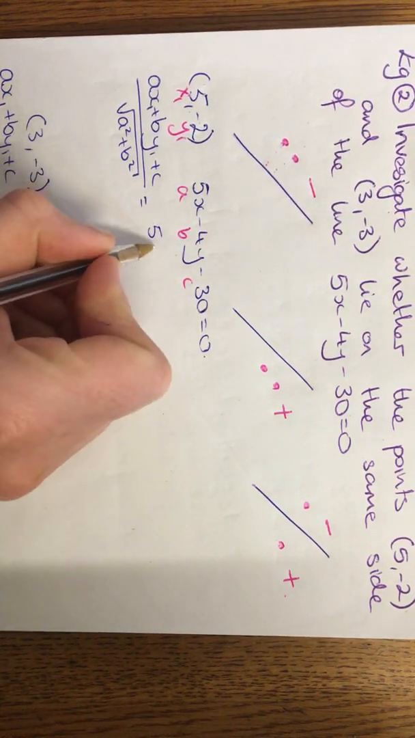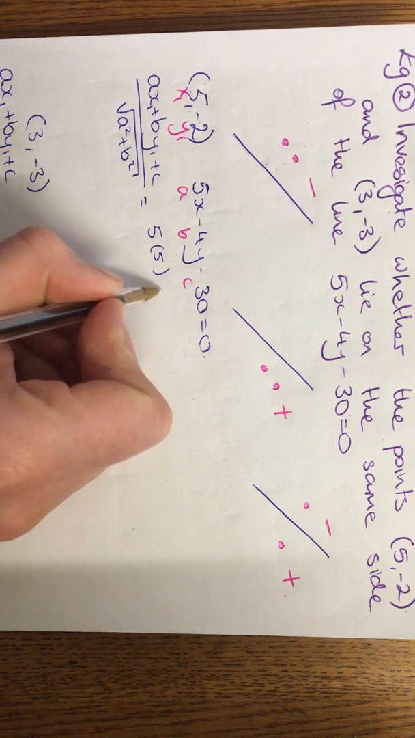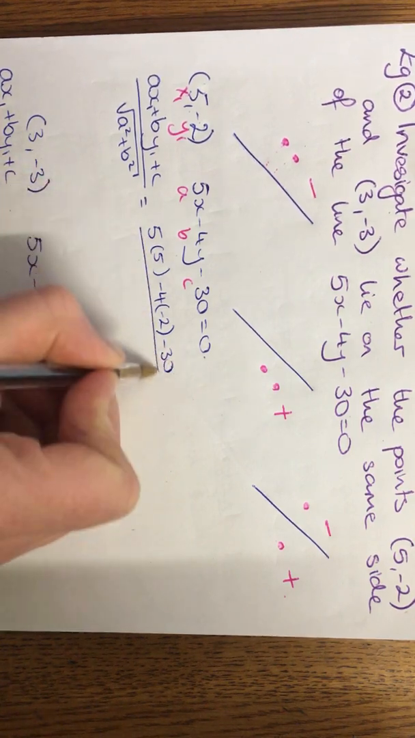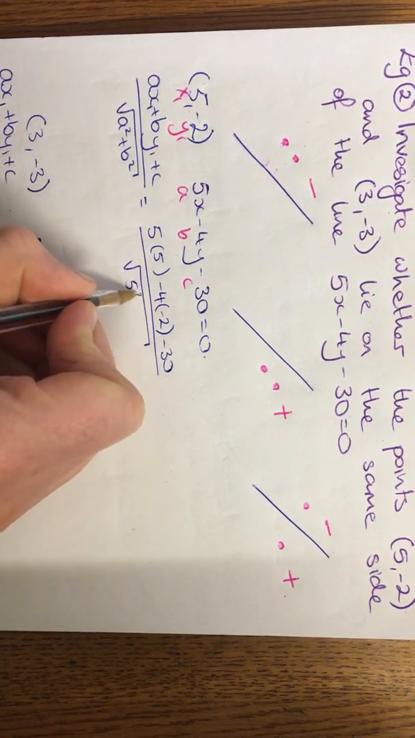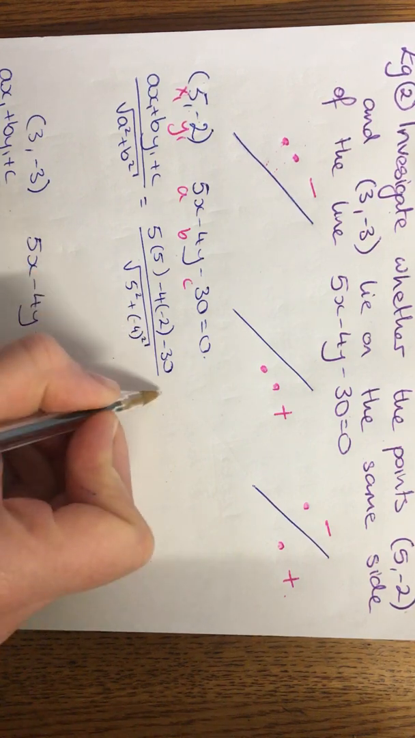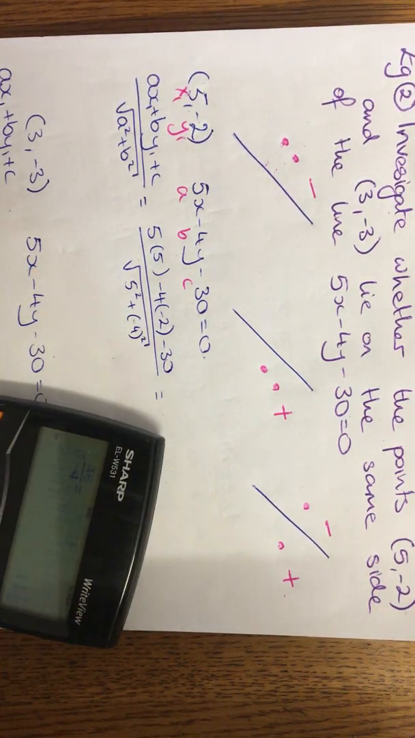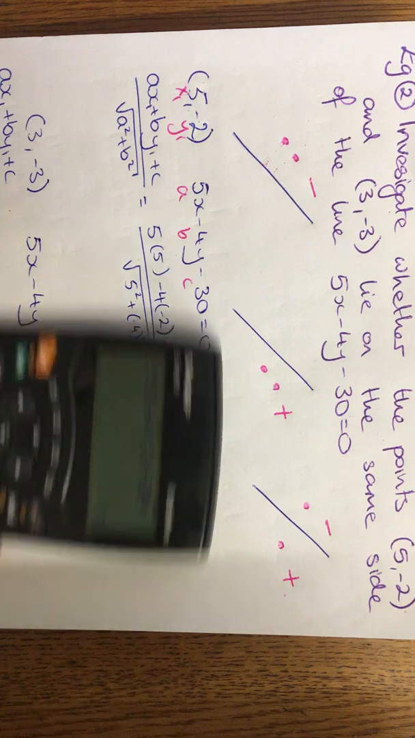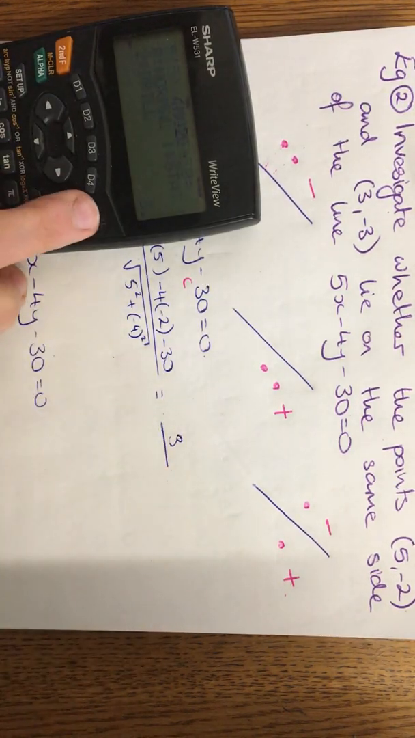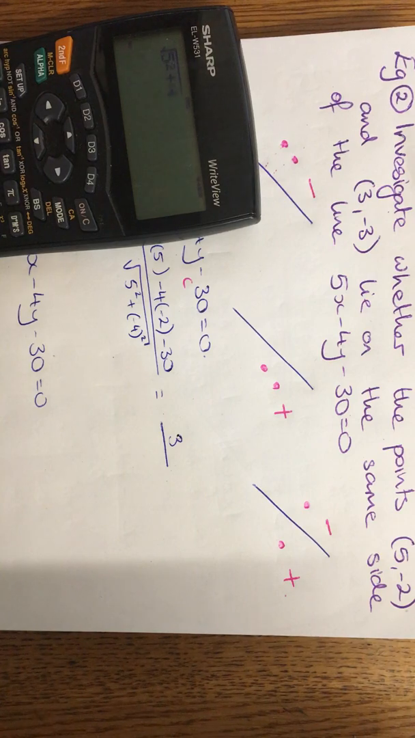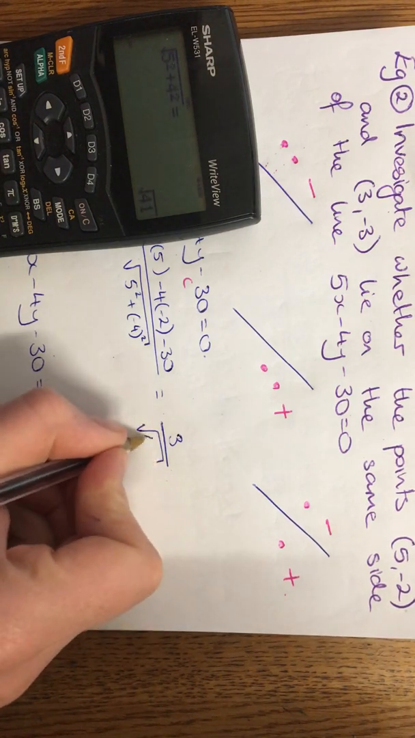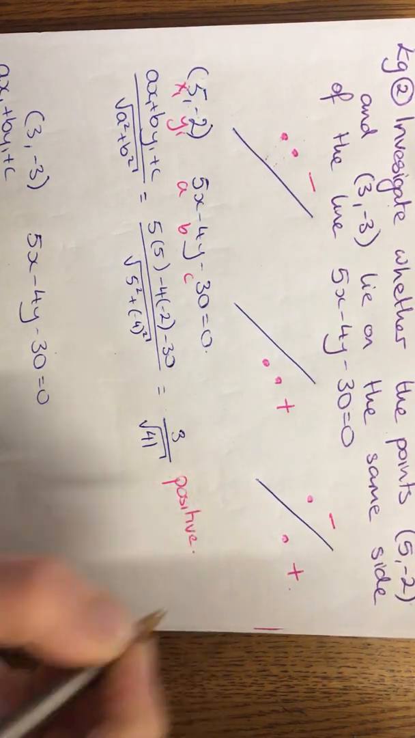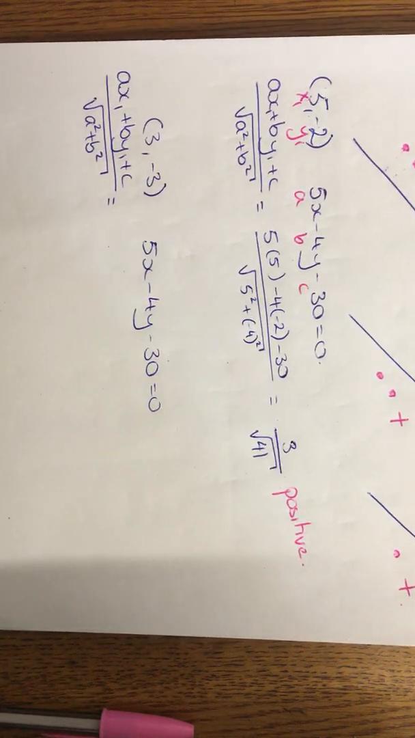Subbing in, so I have 5 goes with 5 and -4 goes with a -2 and -30 all over the square root of 5 squared plus -4 squared equals. So I'm going to just work that on the calculator. So 5 with a 5, -4 with a -2 and a -30. So I get 3 up here. And below I'm going to get 5 squared and 4 squared, which is root 41. So we can see that that is positive. Okay, it's positive. So let's check out the other one.